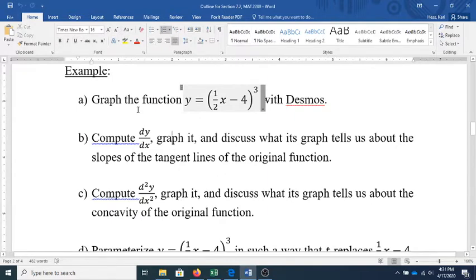Alright, so here's a function, and we're going to graph this function with Desmos. Let me just jot this down on my paper here. y equals 1/2 (x minus 4) to the 3. Let's graph this with Desmos. Okie dokie.